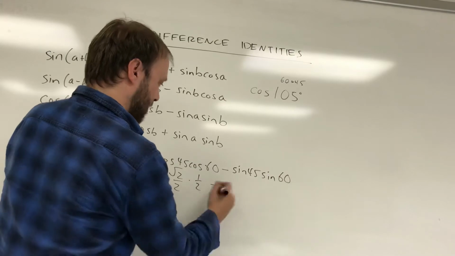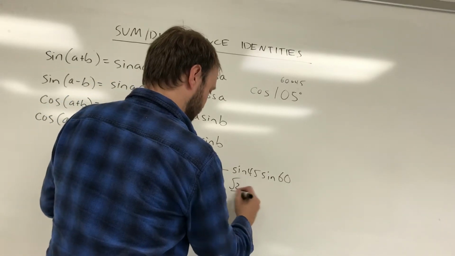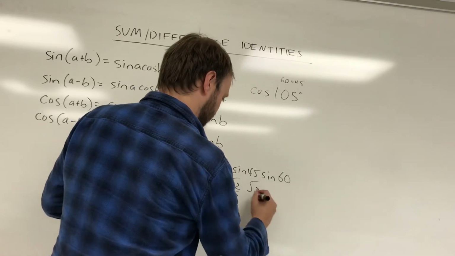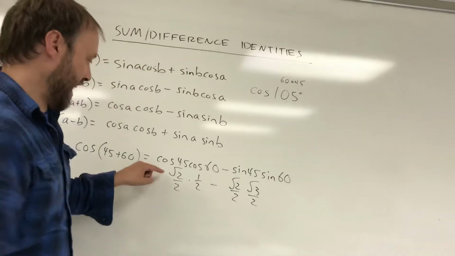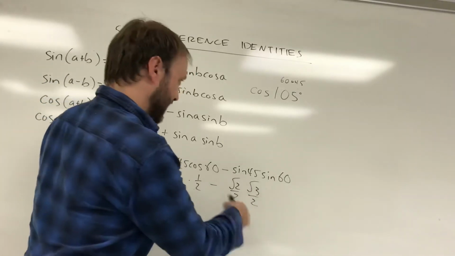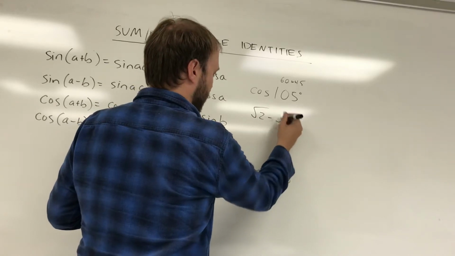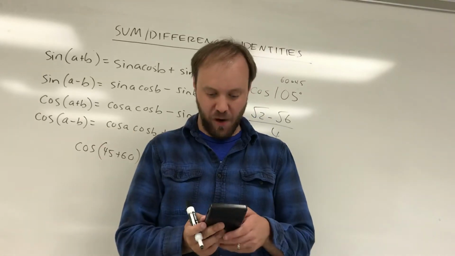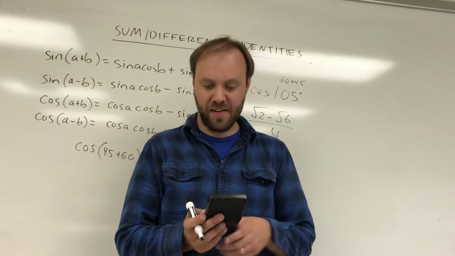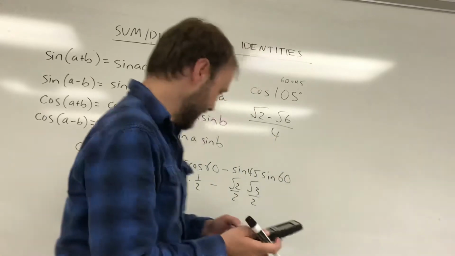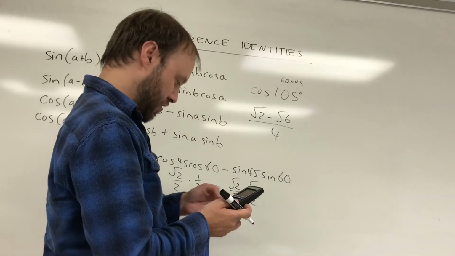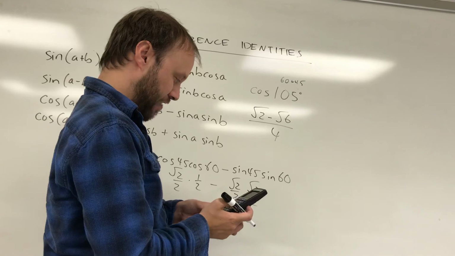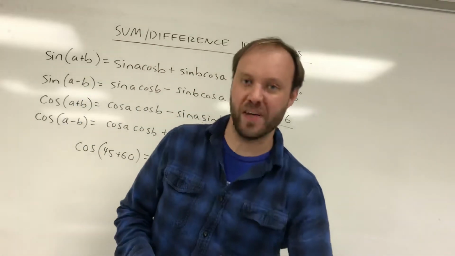If we put all this together, cosine of 45 is radical 2 over 2, cosine of 60 is 1/2, minus sine of 45, which is radical 2 over 2, times sine of 60, which is radical 3 over 2. So in the end, we're going to get radical 2 over 4 minus radical 6 over 4. So radical 2 minus radical 6 all over 4. If you remember, cosine is negative in the second quadrant, so that makes some sense. Cosine of 105 is about negative 0.258. If I take the square root of 2, subtract the square root of 6, and divide by 4, I get that same negative 0.258.